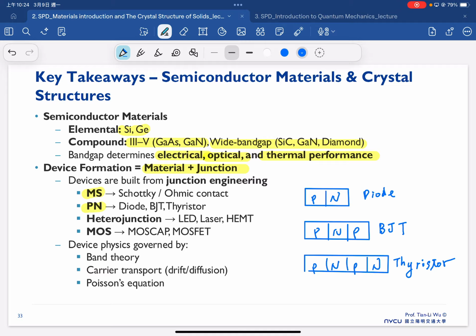Okay, then we have the heterojunction, for example the LED or gallium nitride. We also have the MOS junction, metal oxide semiconductor, which is crucial for understanding the MOSFET. And device physics is mainly governed by band theory, carrier transport, and the Poisson equation. So these are the main key takeaways from this chapter.